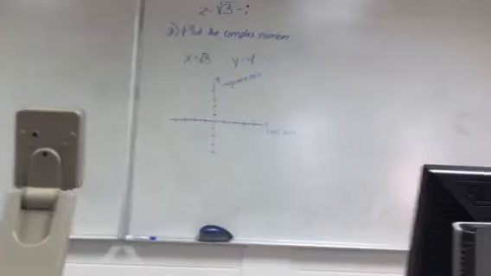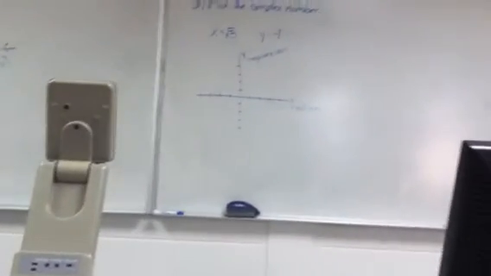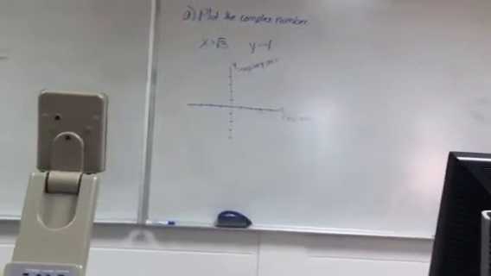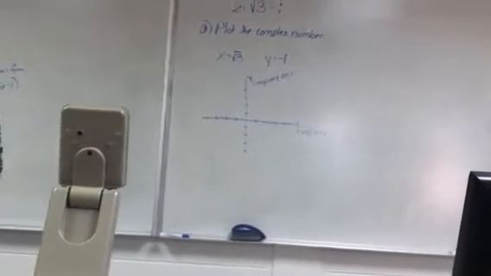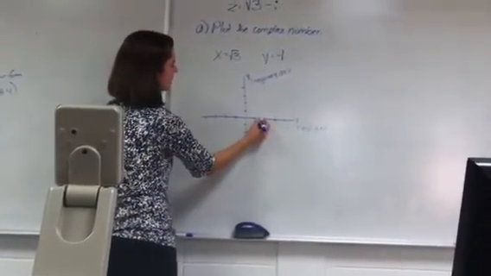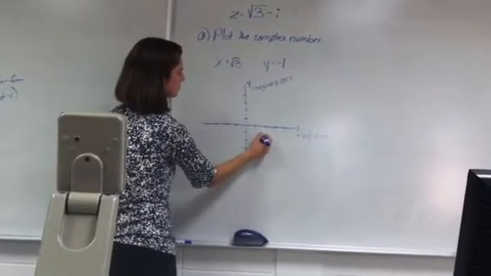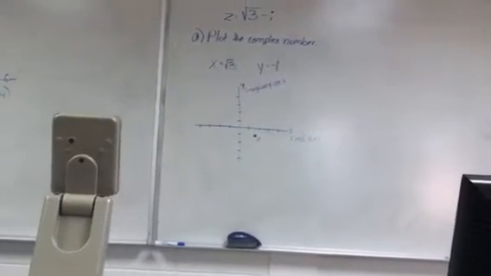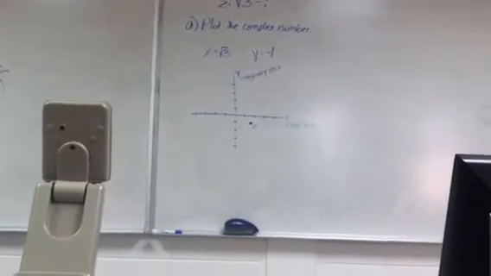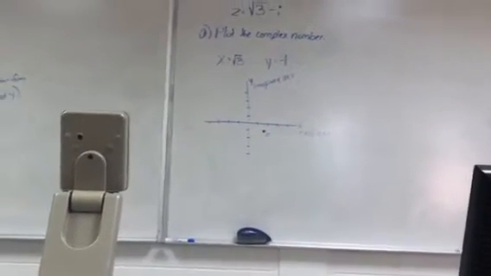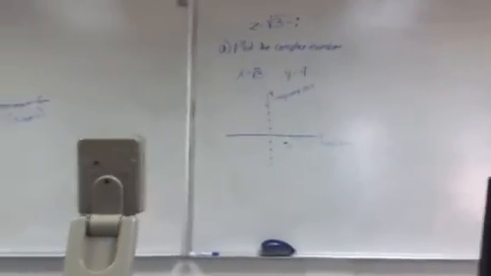You may need a decimal for square root of 3. Square root of 3 is like 1.73. So I'm going over 1.7 and down 1. Okay, so there's my point right there. Call it Z, and we're done with that part. So identify your X and your Y, and plot it just like you would normally plot. All right, okay with that?